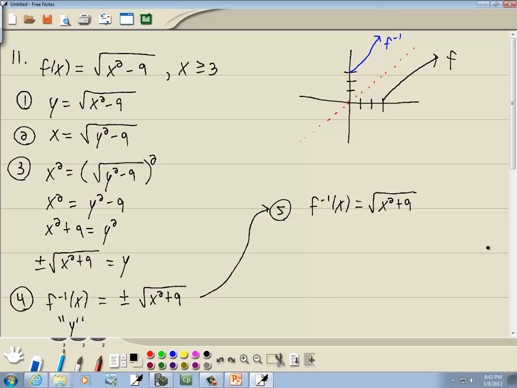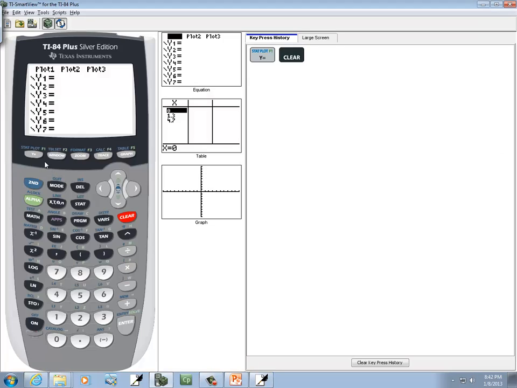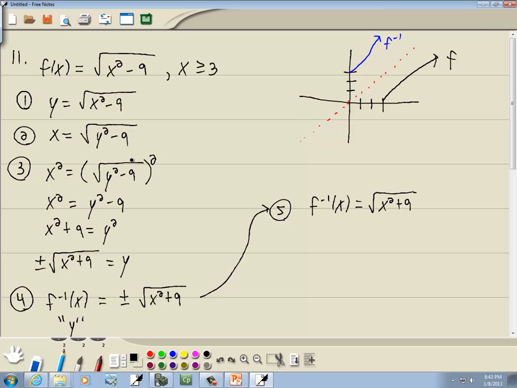Okay, now there's a problem with this. Let me go graph this and show it. The calculator is so wonderful for seeing this stuff. We'll press y equals, press clear. We've got the square root. Oops, try that again. Okay, so press y equals, press clear. I'll do second x squared, then x key, x squared plus 9, closing parentheses if you want, and then graph. I didn't draw that real well, but you get the idea.